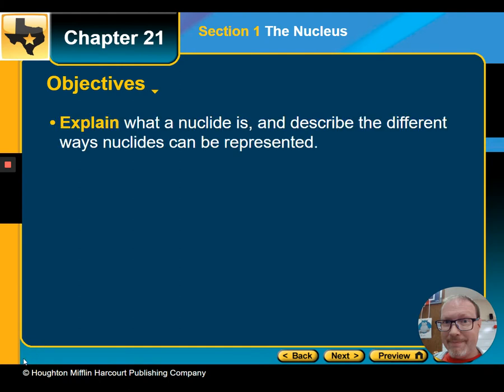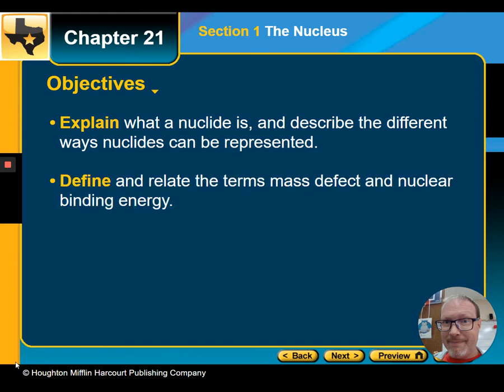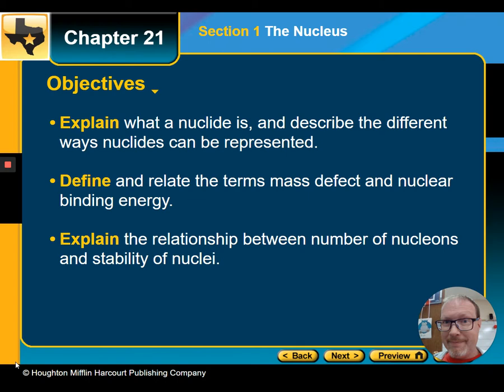So today, in nuclear chem, we're going to talk about what a nuclide is. We're going to learn about something called mass defect and nuclear binding energy. And we're going to talk about nuclear stability and what it has to do with how big an atom's nucleus is.